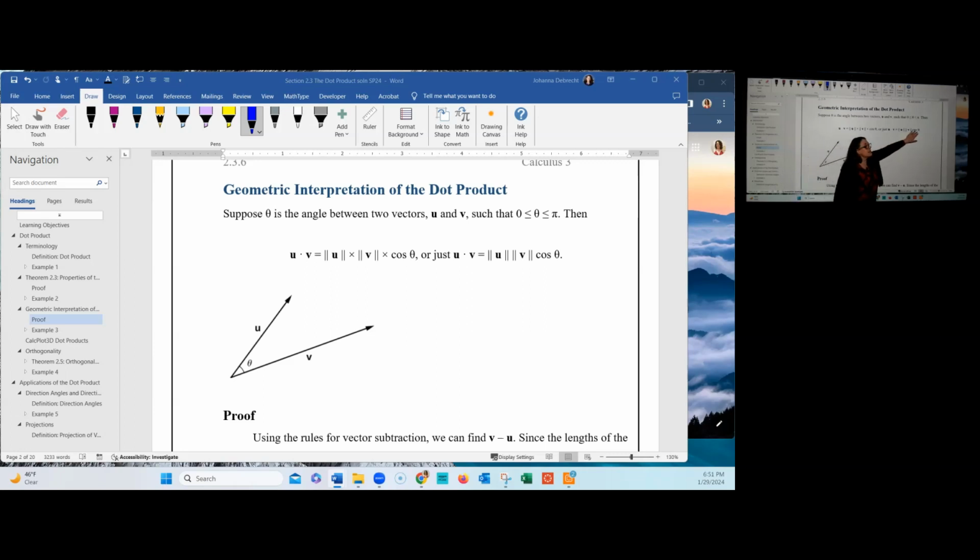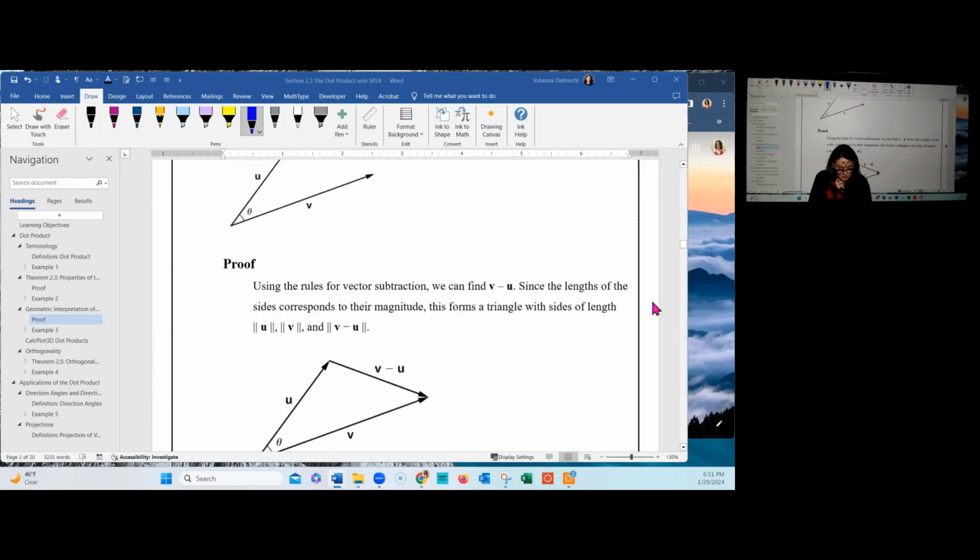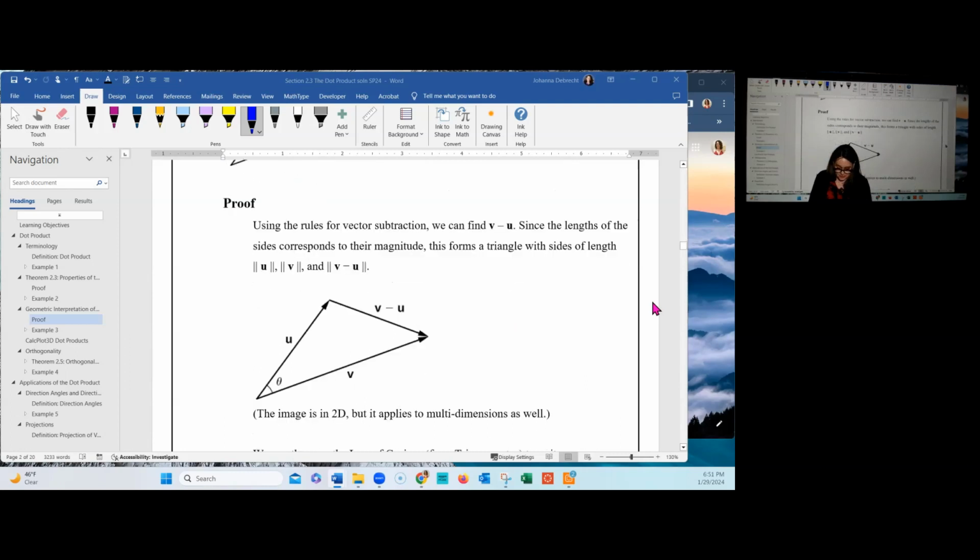Well, it turns out that what we mostly use this for is to find the value of the angle between the two. In other words, we don't really use this definition to find the dot product. We use this definition to find the measure of the angle between the two vectors. So let's go ahead and prove this definition, and then we'll take a look at some more examples.